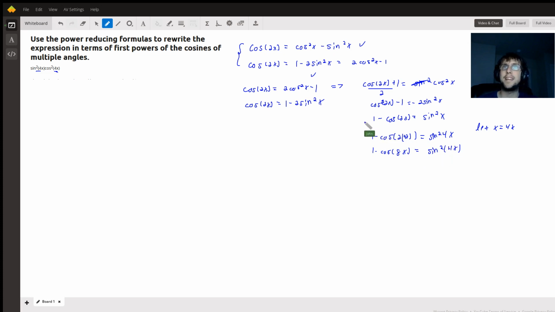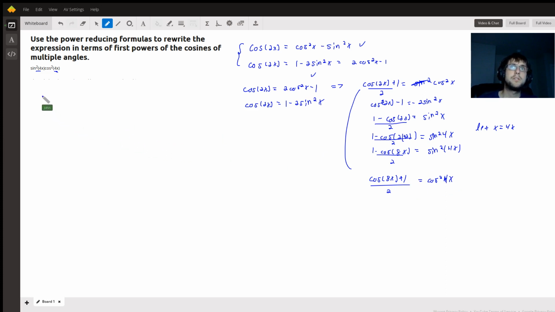And then you can make the same argument up above here. And I did not divide this by 2, so let's keep that consistent. Then I can make the same argument up there that cosine of 8x plus 1 over 2 is equal to cosine squared of x, and cosine squared of 4x, the new argument, and then just replace.